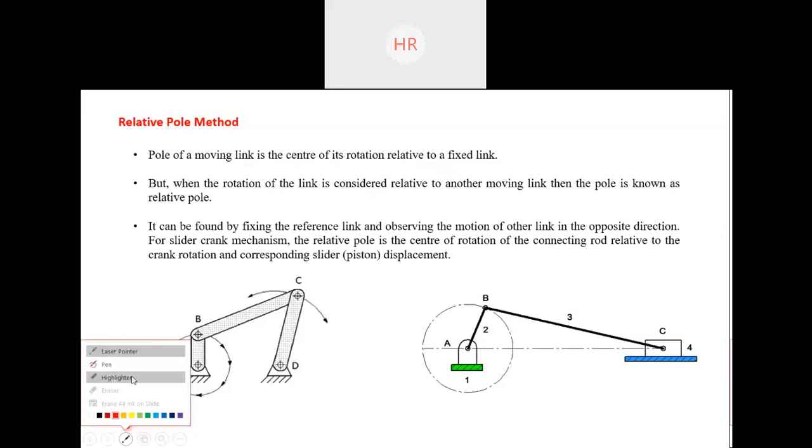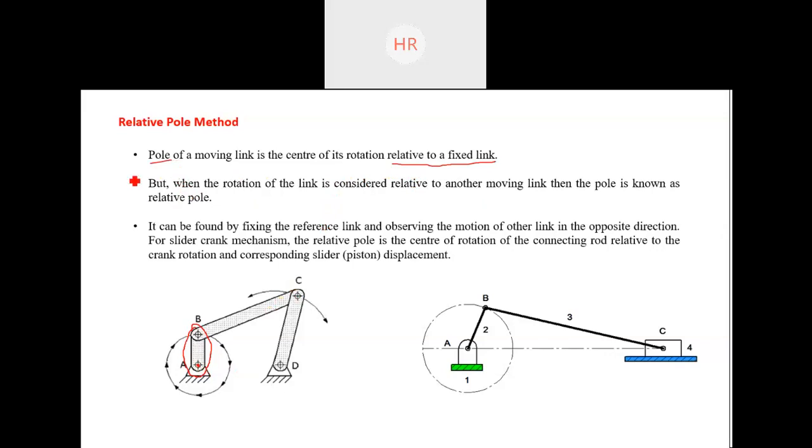So if you look at this 4-bar mechanism, this point A will act as a pole for this link AB. This AB link will rotate with respect to point A, or you can say about point A. So this point A is a pole. Simply, pole is the center of rotation of a link relative to a fixed link. Relative to a fixed link, that is called pole.